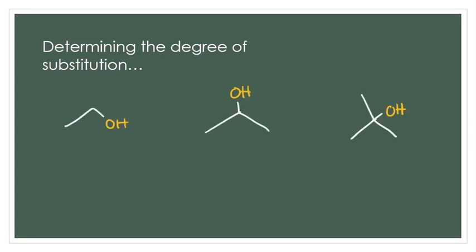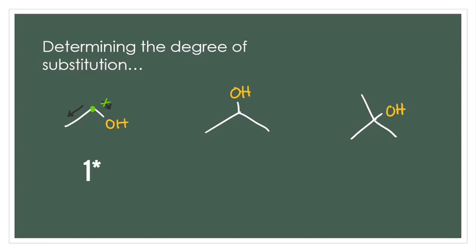For this example, we're only going to see alcohols. In the first one, we have ethanol. Once we put the pencil on top of the carbon that is attached to the hydroxyl group, we can only draw one line to the nearest carbon. This makes it a primary alcohol.